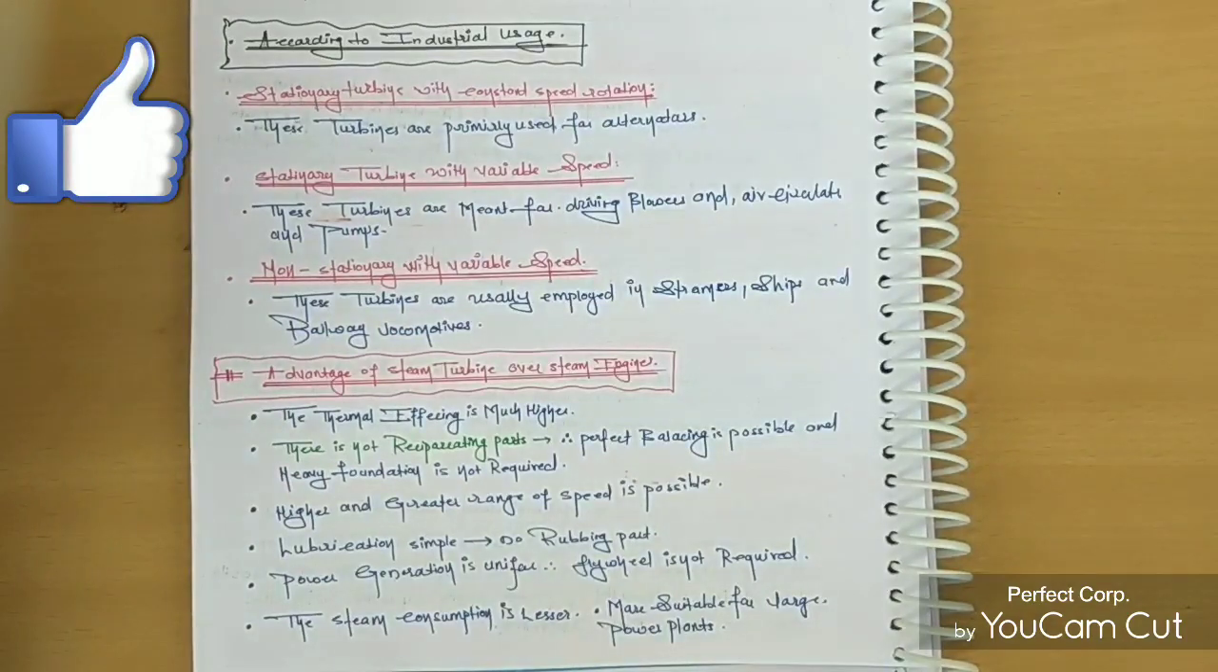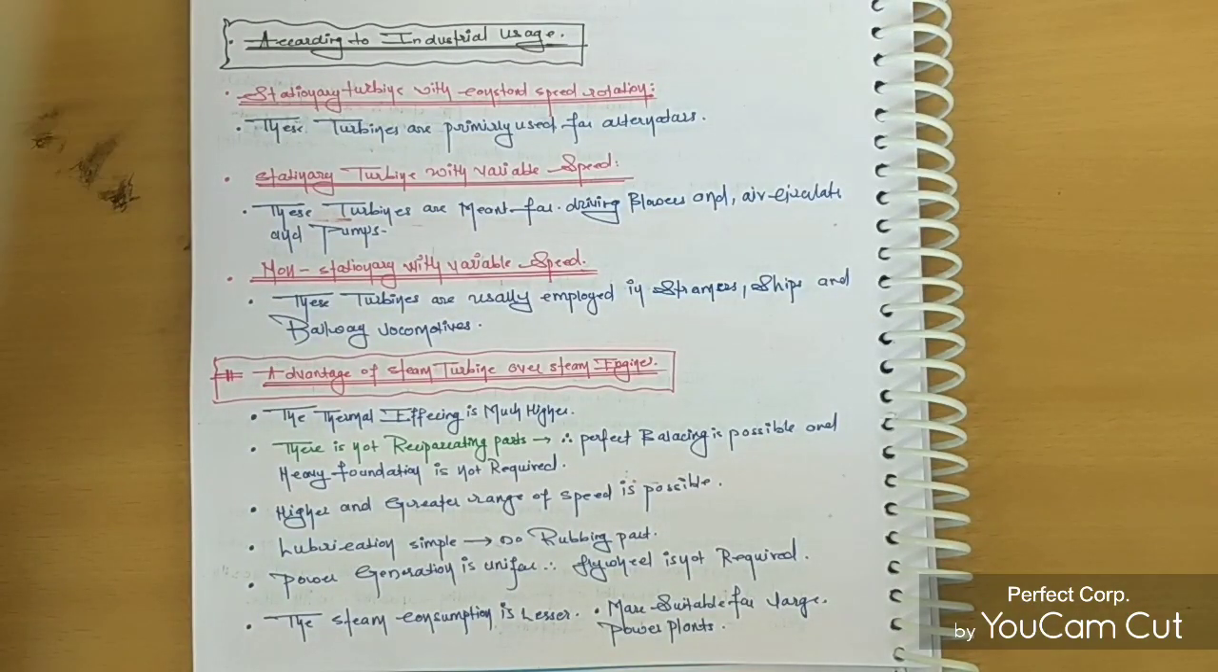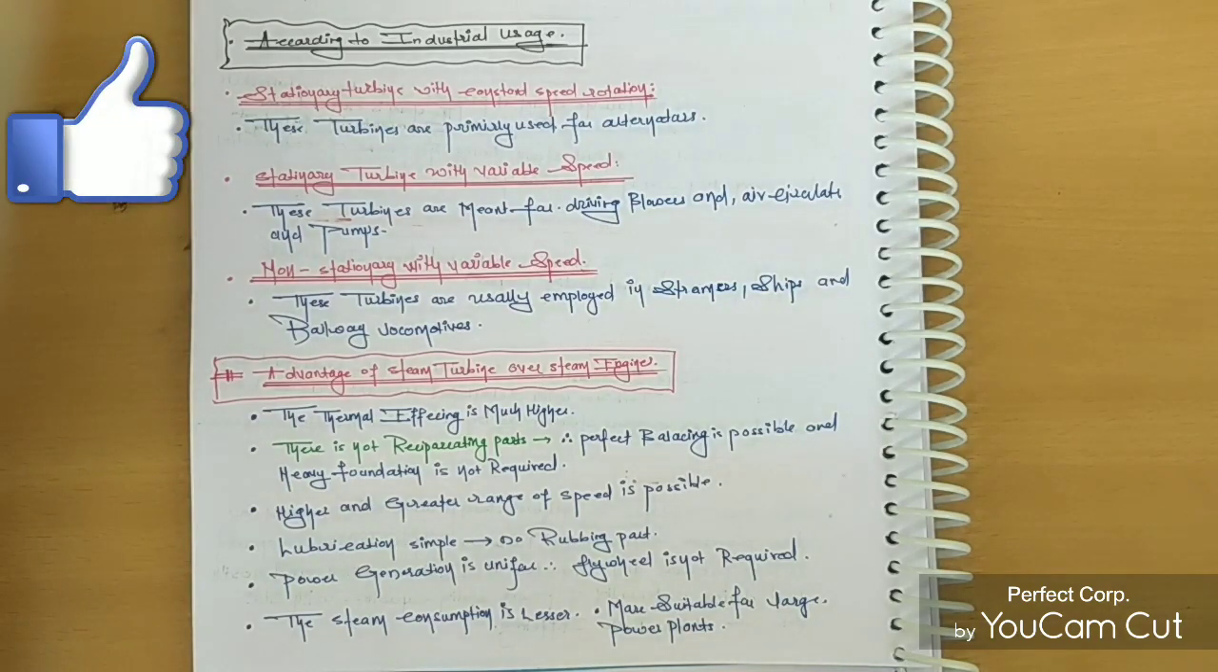Power generation is uniform because a flywheel is not required. You know, in a bike engine a small flywheel is fitted, and due to this the power generation and the jerks are continuously absorbed by the flywheel, and you also feel these jerks because of the non-uniform power generation. But here the power generation is uniform, that's why a flywheel is not required. Another is that steam consumption is lesser, and the turbine is more suitable for power plants.